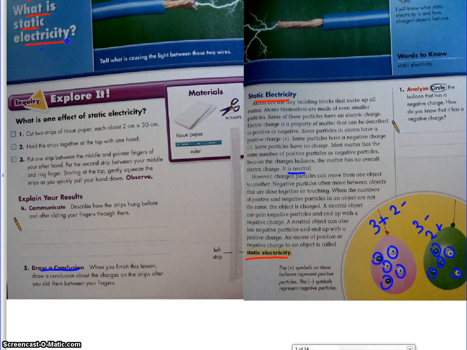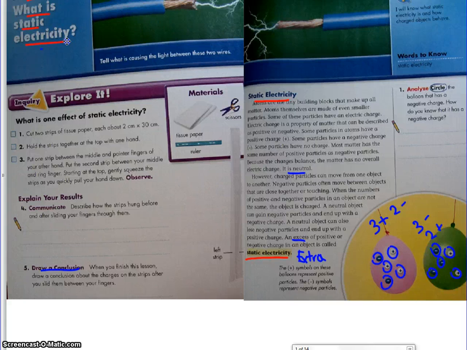And as I'm looking at my definition of static electricity, it's when you have an excess or extra of one or the other. So if I have more negative than positive, it has static electricity because it says an excess of positive or negative charge in an object is called static electricity. So both of these, I guess, would have static electricity because they don't have the same number in each. They have an imbalance.